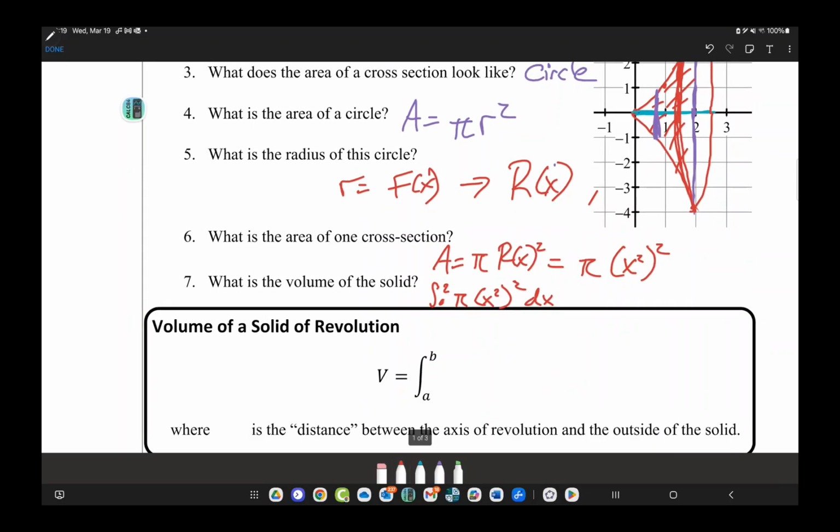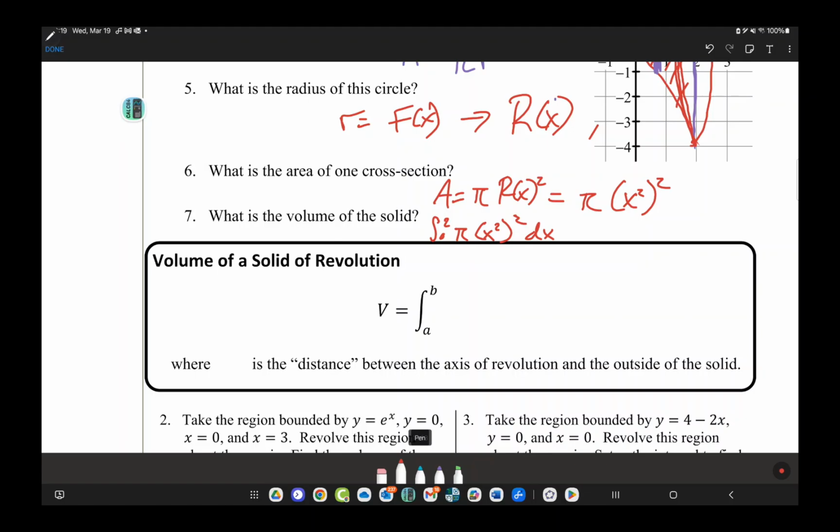So volume is equal to the integral of pi times r of x squared dx, where r of x is the distance between the axis of revolution and the outside of the solid.